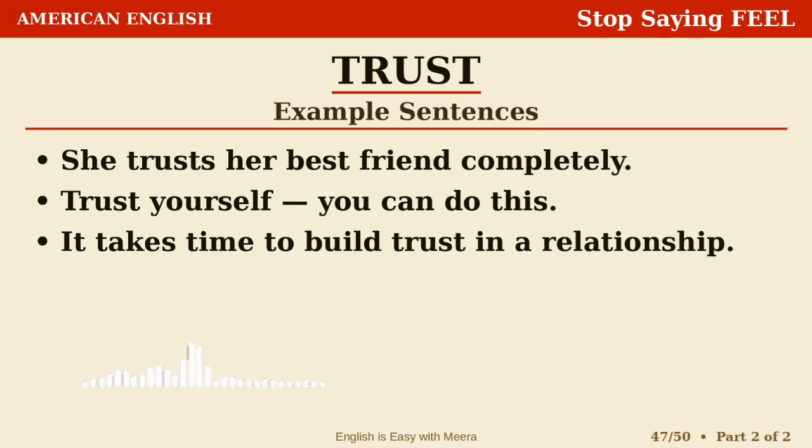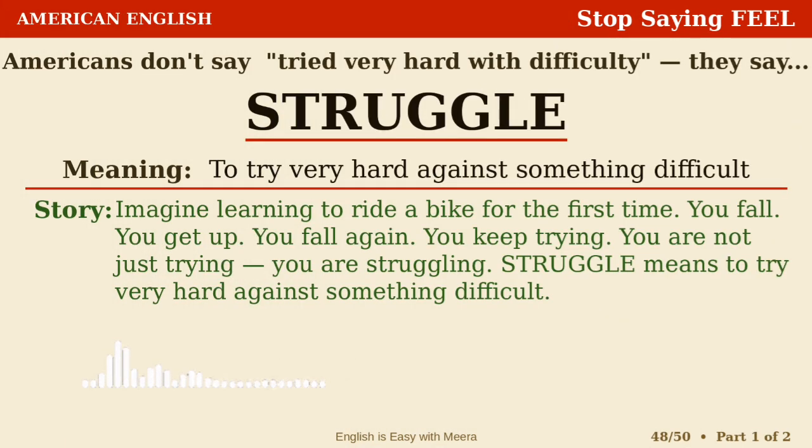47. Trust. Americans don't say, "believed he was honest." They say trust, meaning, to have full confidence in someone's honesty and reliability. Story. Imagine a friend who has never broken a single promise in 10 years. You never doubt them. You never worry. You trust them completely. Example. She trusts her best friend completely. Trust yourself. You can do this. It takes time to build trust in a relationship.